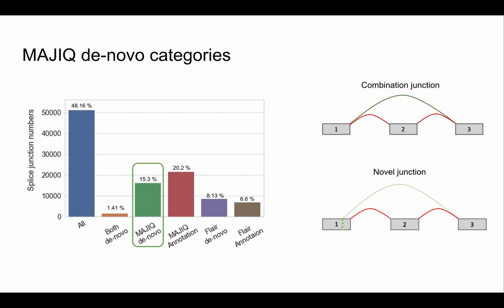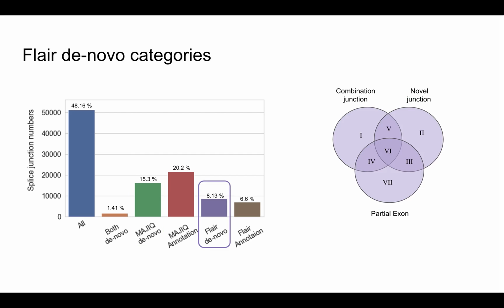For MAGIC de novo, it can be divided into 2 subcategories, one with combination junction and another with novel junction. Combination junction represents the dark green junction in the upper splice graph, showing a new junction that makes a new combination of transcript, and novel junction represents the light green junction in the bottom splice graph, showing a novel junction that is not found in annotations, such as alternative 3'N, alternative 5'N, or intron retention.